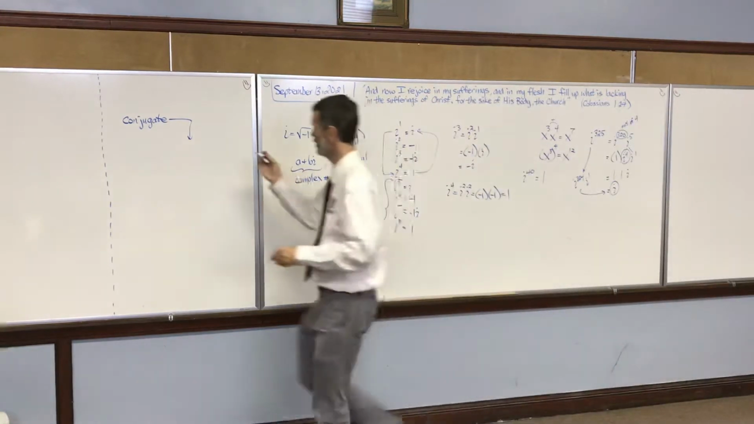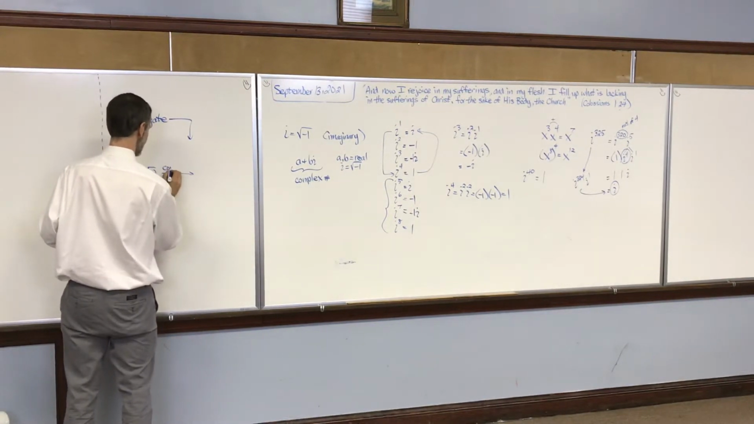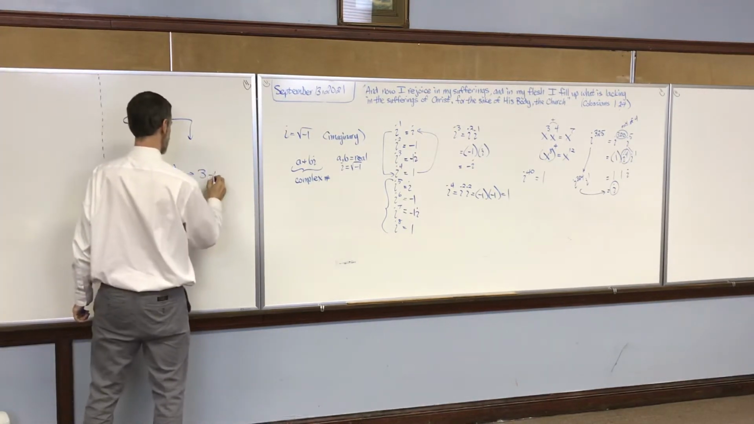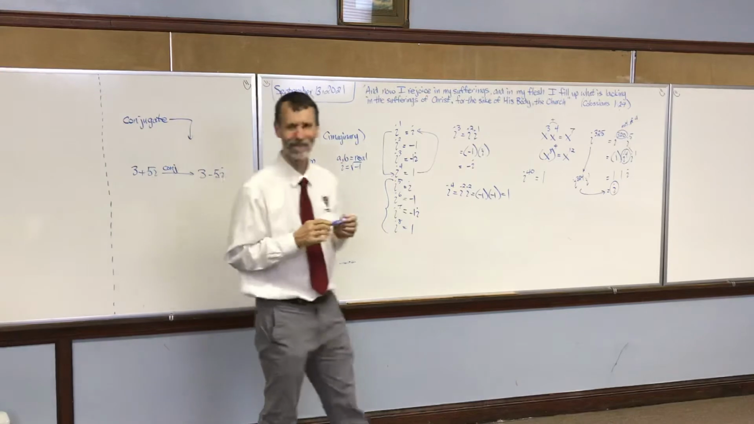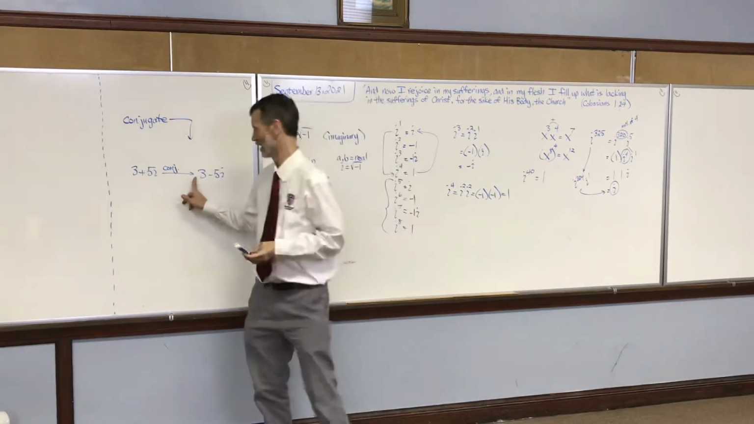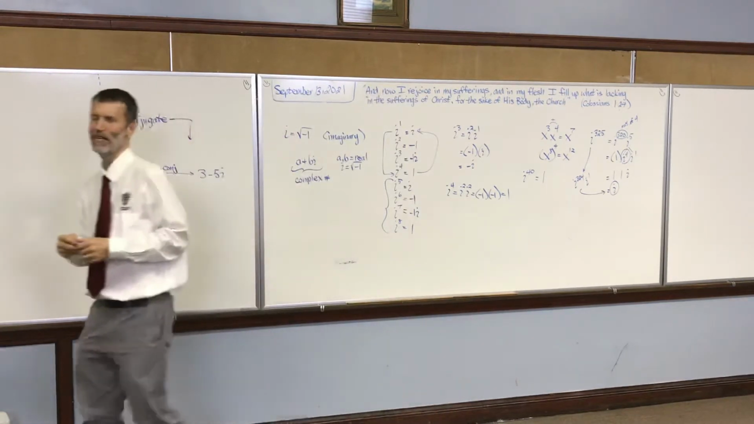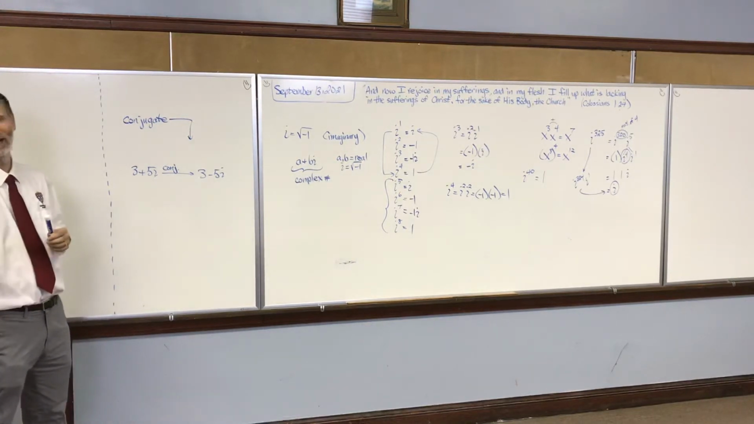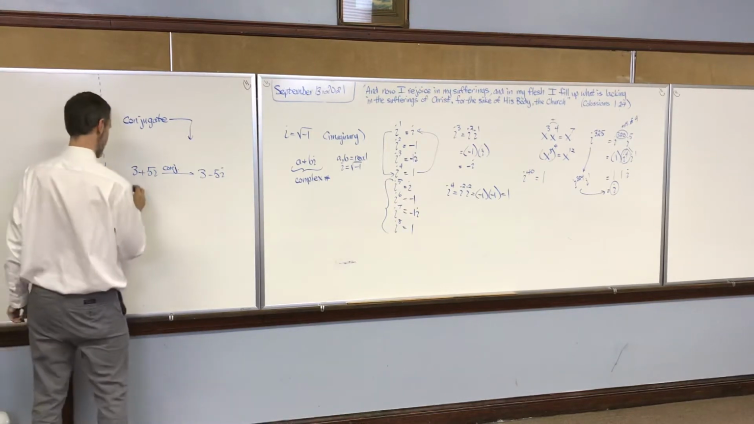Sam, if I gave you 3 plus 5i, what's the conjugate? Exactly. How do you get that? You switch the sign. Switch the sign of what? Because you didn't switch the sign of 3. So the sign of 5. In other words, what's special about 5i? Why switch that? What is i? Like, what's the definition of i? Radical -1.